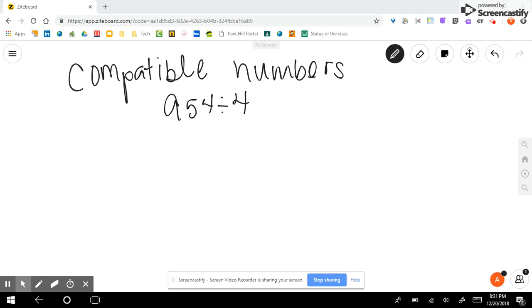I've noticed that it helps the kids who don't have their multiplication facts totally memorized. So if you find that your kid is having a hard time recalling multiplication facts, this might be a great strategy for them. So we're going to jump right in. We have 954 as our dividend, and 4 is our divisor.